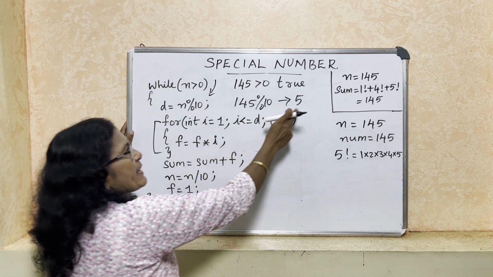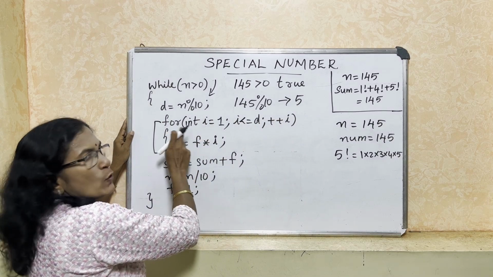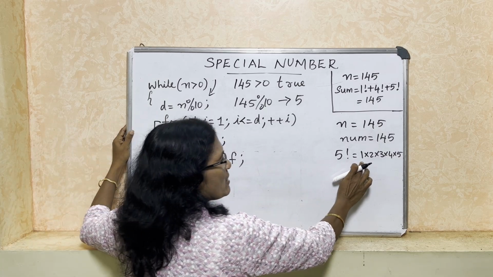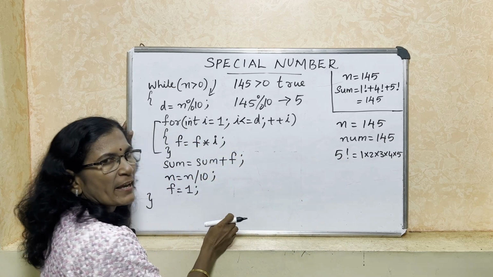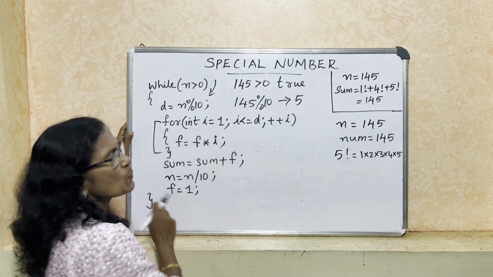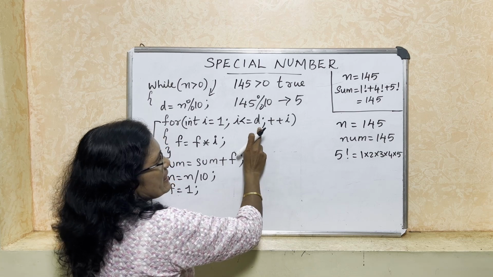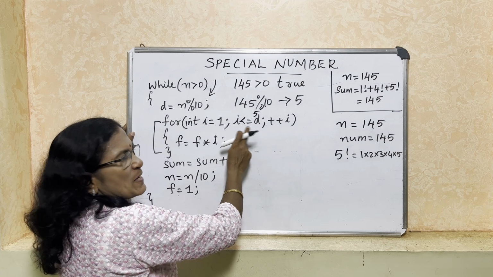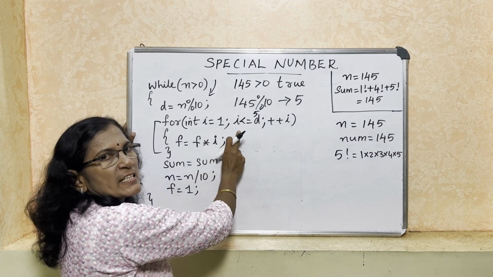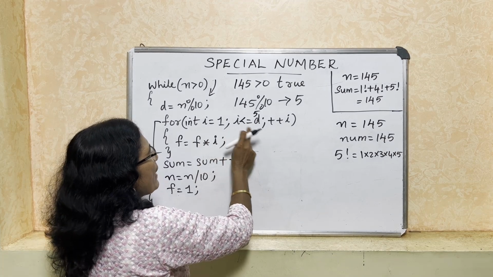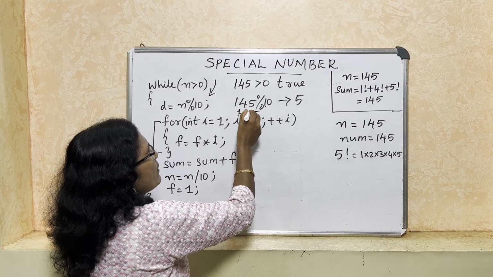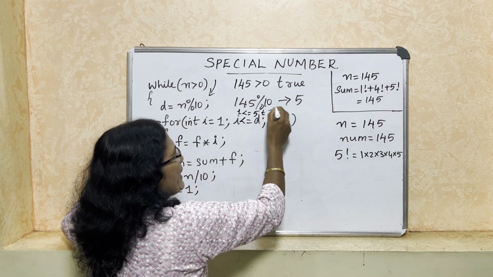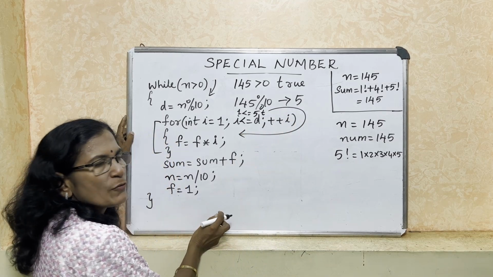Now, the value in digit is 5. In the for loop, the index variable i is declared and initialized as 1, as the first number which we have to take is 1. int i is equal to 1. The extracted digit is 5. After the initialization, the test expression will be evaluated. Value of i is 1. 1 less than or equal to 5. The test expression is evaluated to true. So, control enters into the body of the for loop.